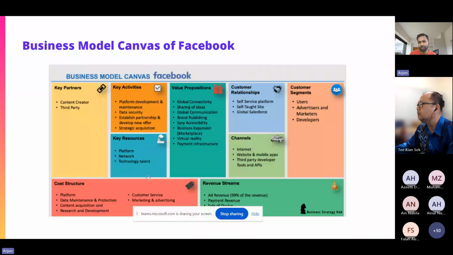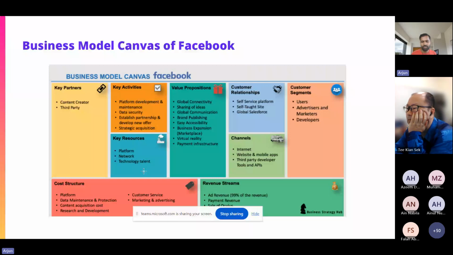And what is the channel of Facebook? So Facebook is a virtual platform. It is not a physical book for you to carry, right? It is a virtual platform. So the internet is the channel. There is a website, there's a mobile application. So these are the channels.